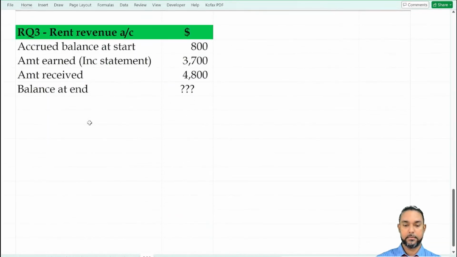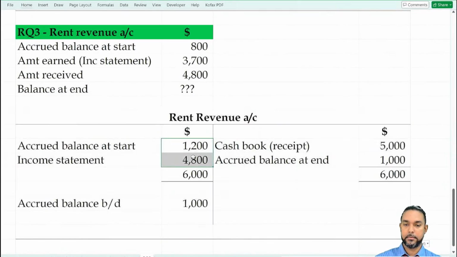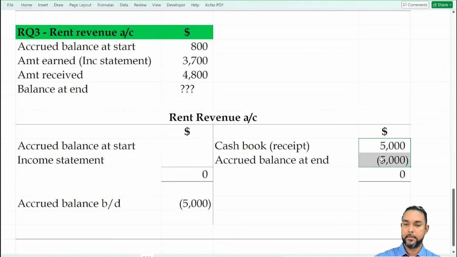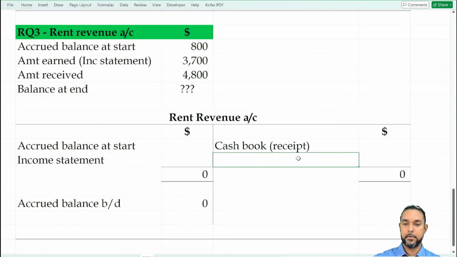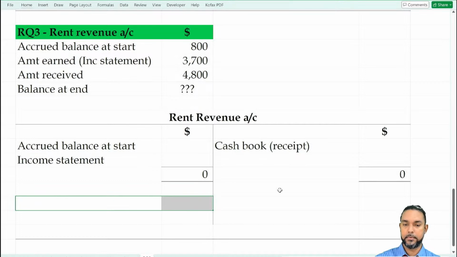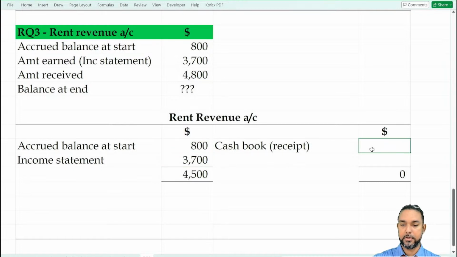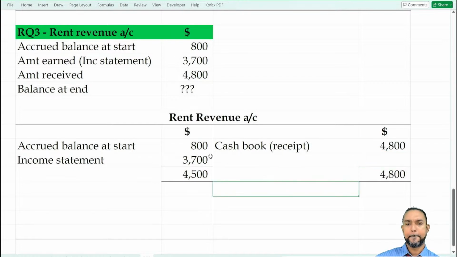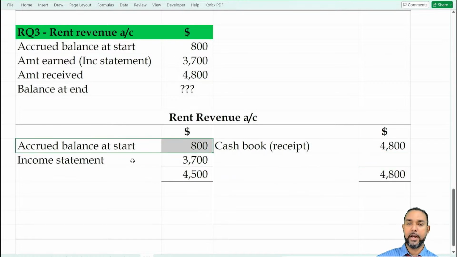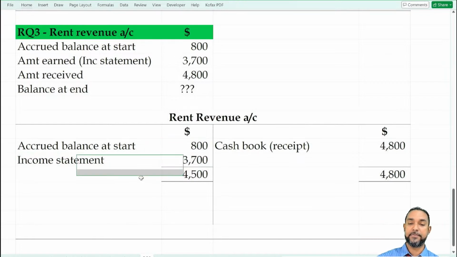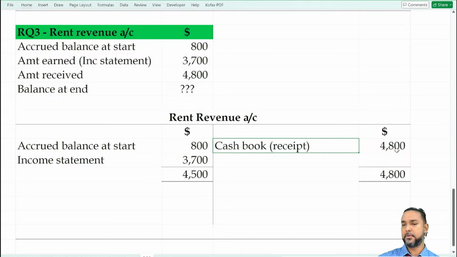Right, and for my last trick, I should probably get the other one, the green. So we have an accrued balance at start of 800. We earned 3,700 and they paid us 4,800. Now hold on. They owed us 800 from before and we earned another 3,700, so in total they're supposed to pay us 4,500. How much did they actually pay us? 4,800. So they paid us more.